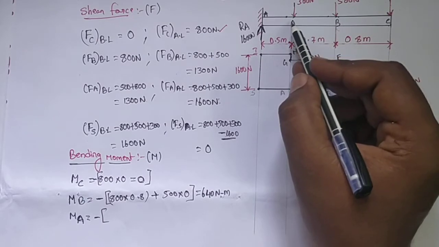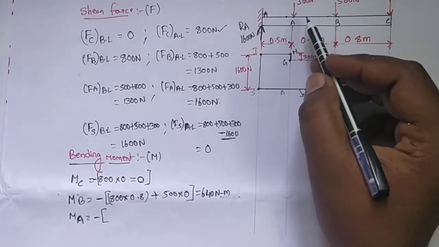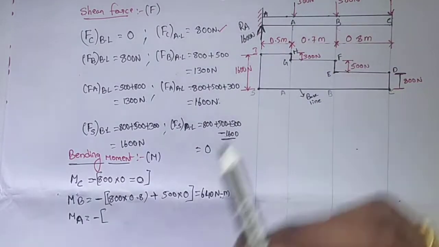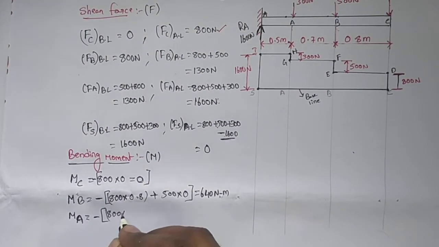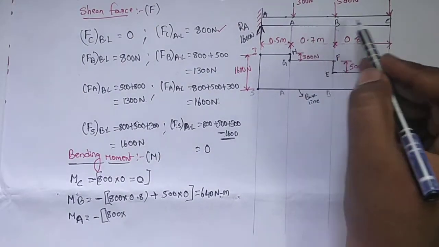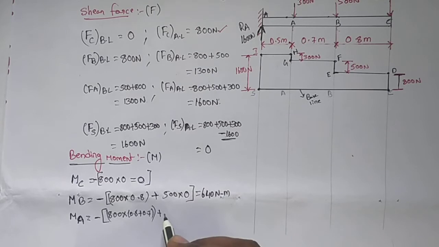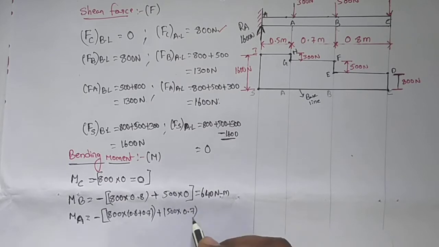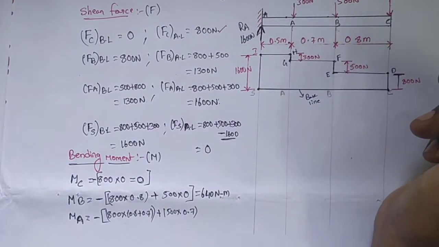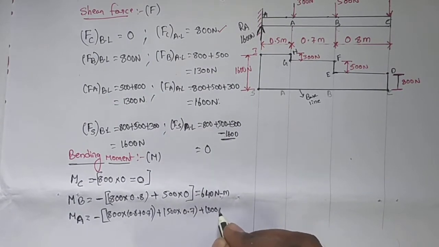At A, right side of A acting 2 loads and point A acting 1 load. Total 3 loads are acting at point A. Okay, we need to calculate 800 into first load, distance from point C to A. We need to calculate point C to A, that is 0.8 plus 0.7. Next, similarly, second load 500 into distance is 0.7 from point B to A. The distance is 0.7. Okay. Next, similarly, third load 300 into distance is 0.